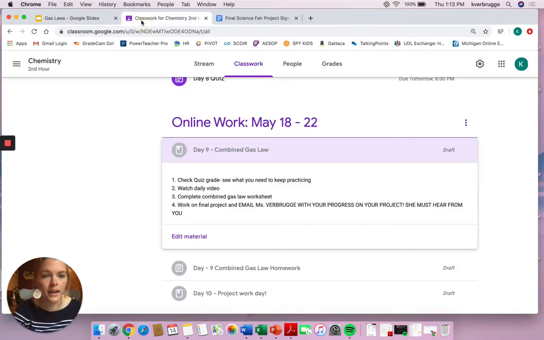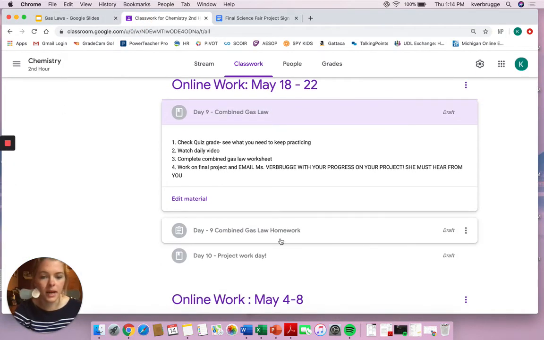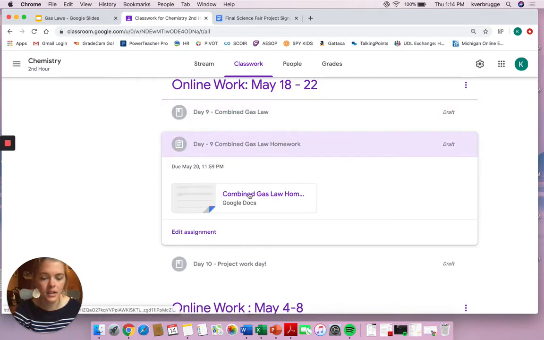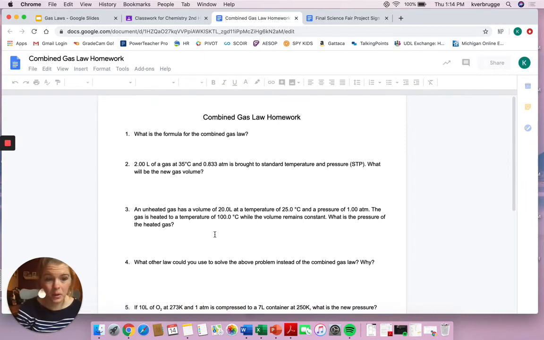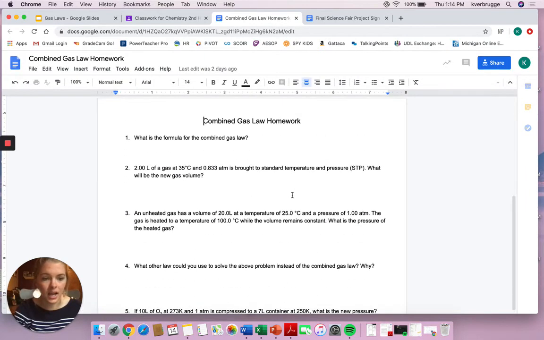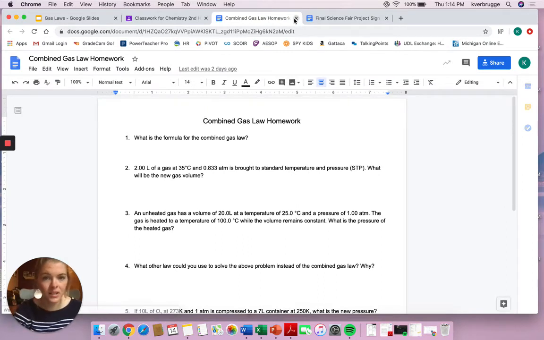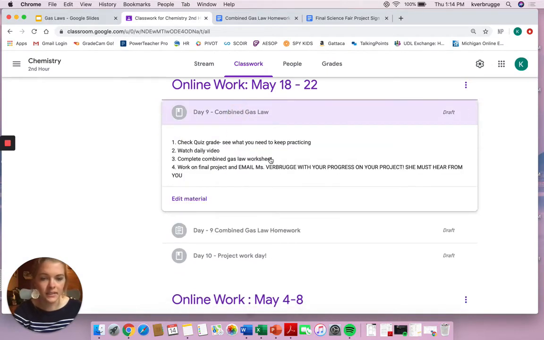So if you go back into Google Classroom, you could see that your Day 9 combined gas law homework is here. If we open that up, I think it's about 7 questions about combined gas law. Again, it shouldn't take you very long. After you finish your homework, make sure you turn that in. It is due on Wednesday before midnight.